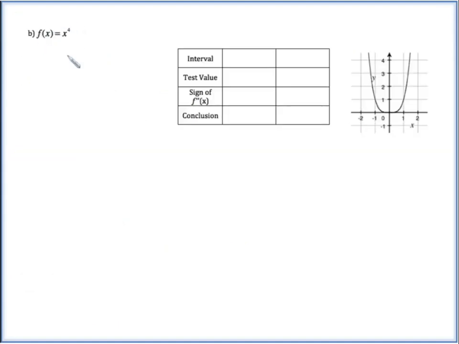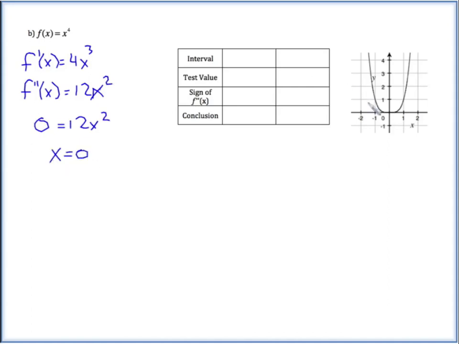Here we have x to the 4th, and if we want to determine the points of inflection, we would go, let's see, f prime of x is 4x cubed. Then we'd get f double prime of x, which is 12x squared. We set that equal to 0. And so x equals 0. So the possible point of inflection is here at 0.